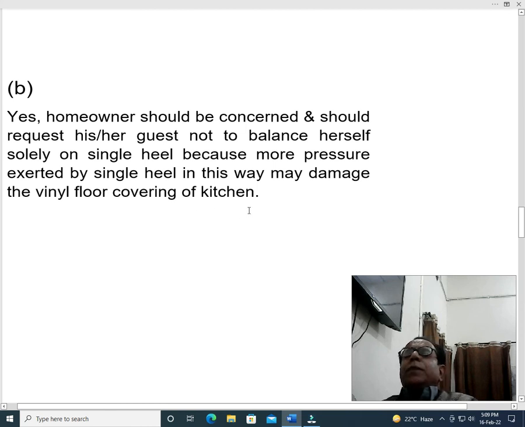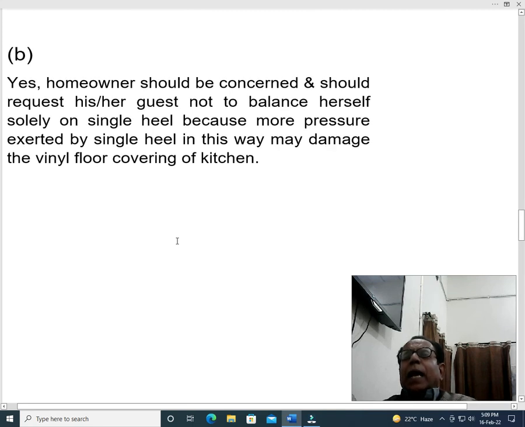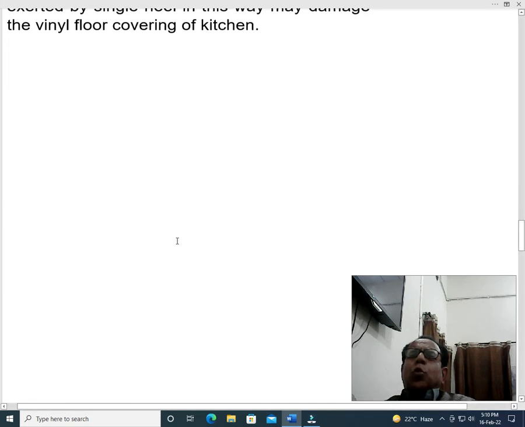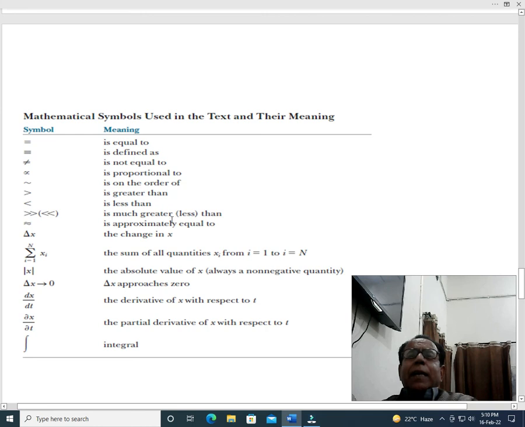So this is a very minute thing, we should not explain it in detail, meaning that homeowner is likely to suffer a minor damage because his or her guest balances weight on a single heel, and due to excessive pressure the vinyl floor covering is damaged, and homeowner has to expend some money for maintenance of floor.